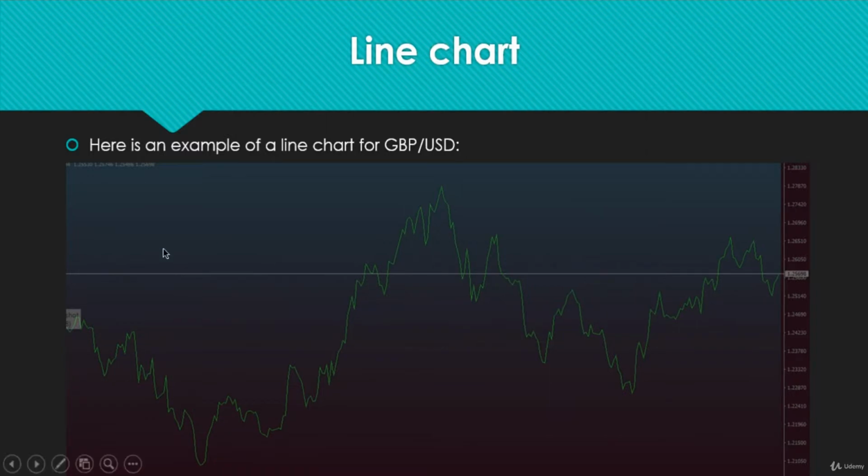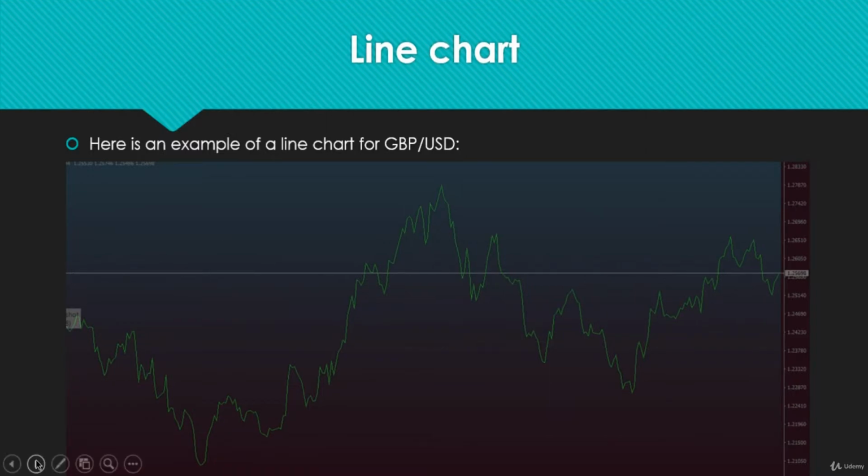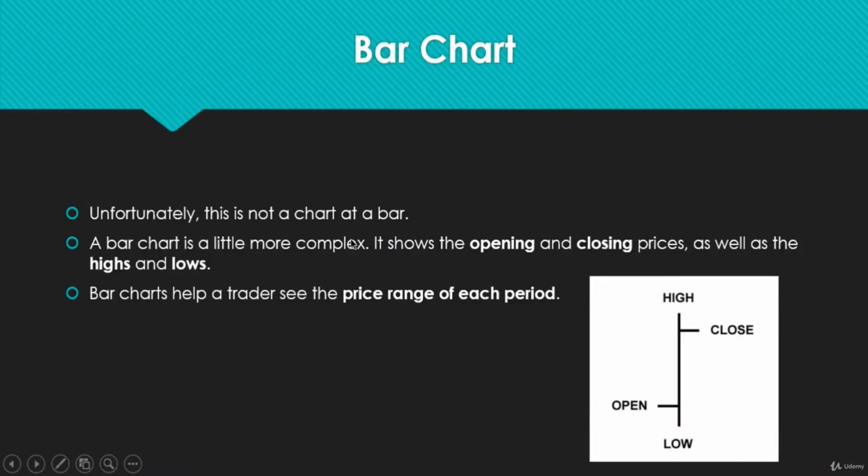Now let's go into the second part of the lesson. We come to the bar chart. Unfortunately, this is not a chart at the bar. A bar chart is a little more complex. It's showing the open and the closing price as well as the high and the low.